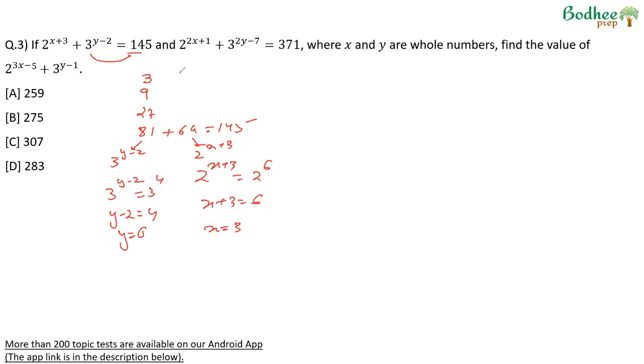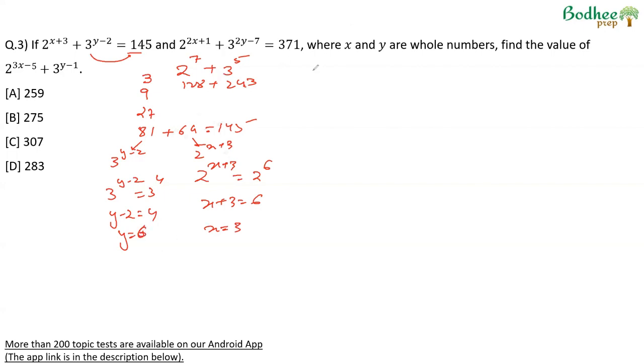Let us just put the values here and check. 2 into 6 plus 1, 7. Plus 3 into 12 minus 7, 5. 2, 4, 8, 16, 32, 64, 128. 3, 9, 27, 81, 243. 128 plus 243 happens to be 371. So our values are correct.